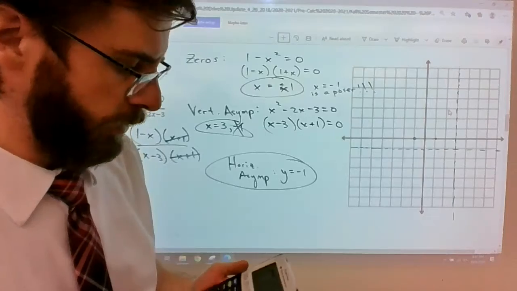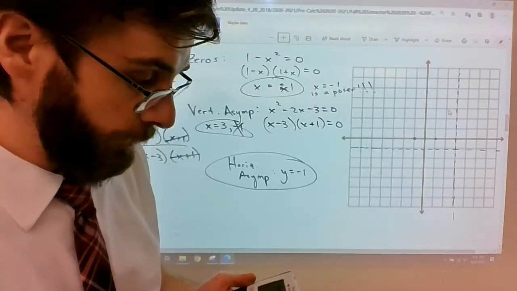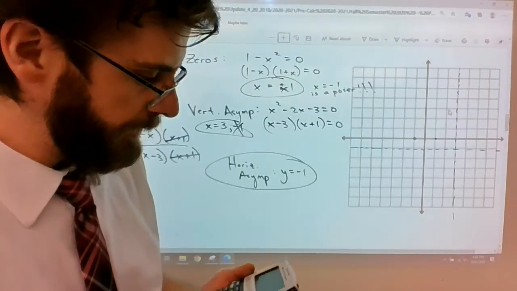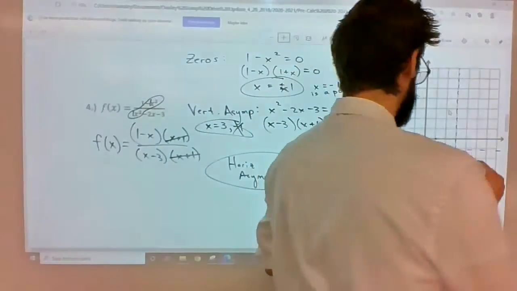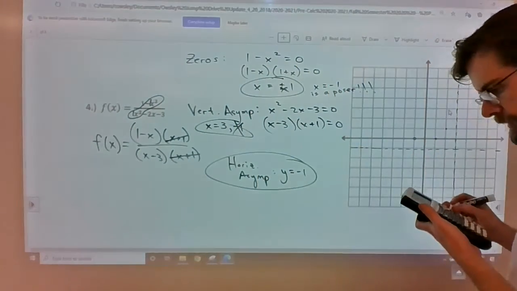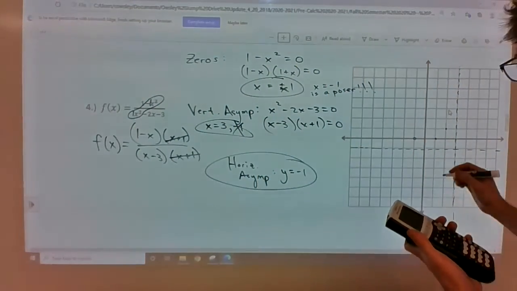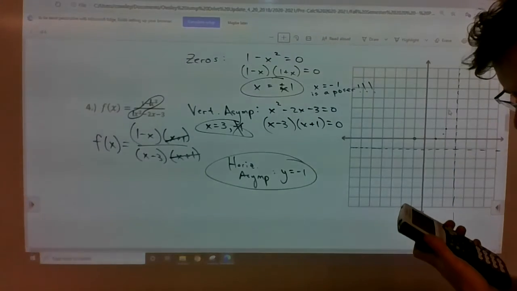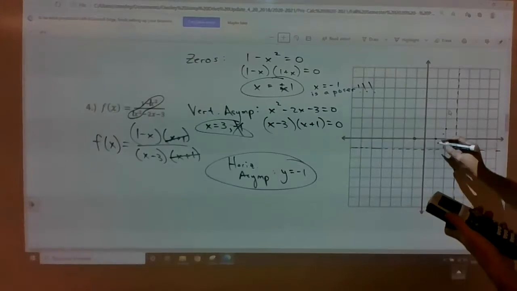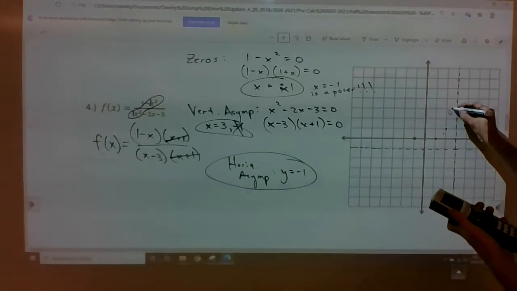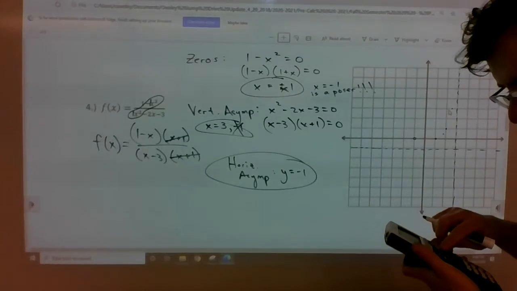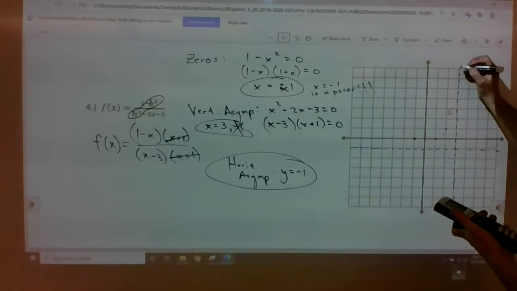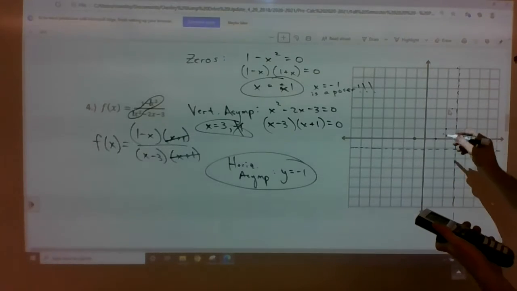So let's plot some points here. 1, 0, knew that. 2, 1. 1.75, 6. 2.5, 3. All right, it's escalating now. 2.75 is 7. What? All right, so it's pretty clear there.